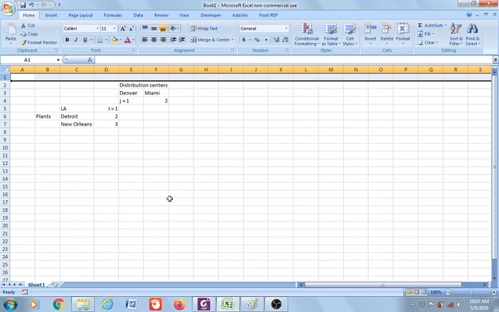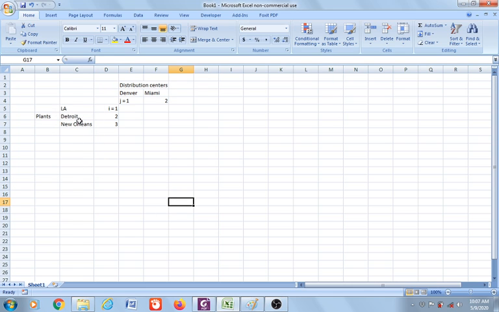So in the transportation model, the I, or in this example, they are the plants. In general, we call it the sources. So they are the sources. So the distribution centers, or the column, in this case, we call the destination. So the source is basically from where the product's coming from. The destination is basically to where you transport the product.